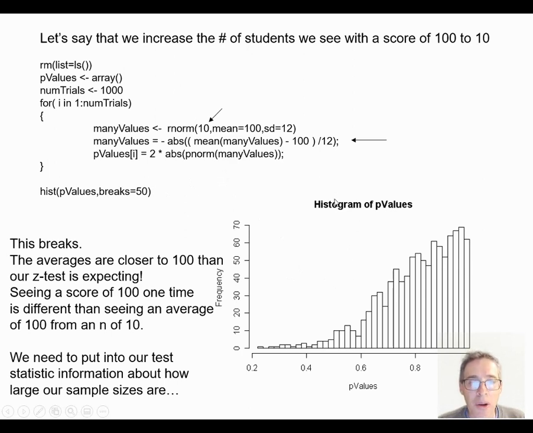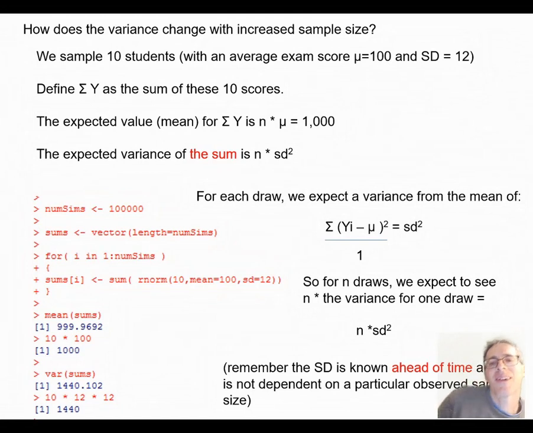So this is not the correct inference for when you have more than one student taking the test and you're taking the average. And so we have to actually put into our test statistic some information about how large the sample sizes are. So we want to know how do we calculate how many standard deviation units are we away from the mean when we have more than one student taking the test? So we want to get the standard deviation. How do we calculate that standard deviation? How do we put the sample size information in when we have more than one student taking the test?